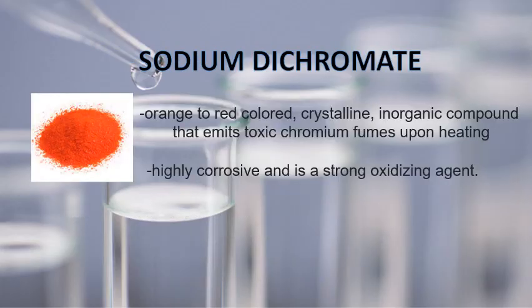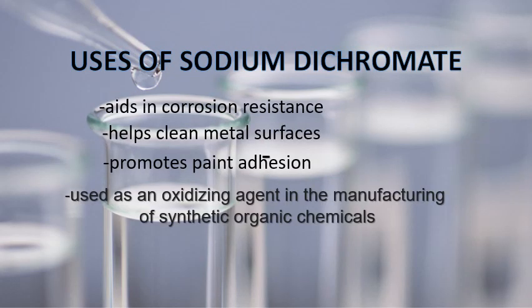Sodium dichromate is an orange to red colored inorganic compound that emits toxic chromium fumes upon heating. It is highly corrosive and it is a strong oxidizing agent. For its uses, it aids in corrosion resistance, helps clean metal surfaces, promotes paint adhesion, and is used as an oxidizing agent in manufacturing of synthetic organic chemicals.